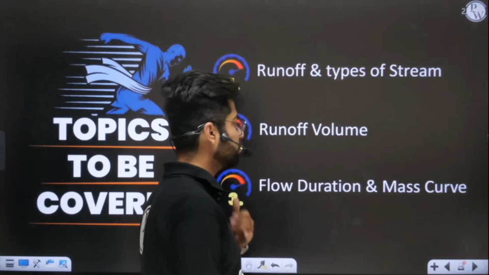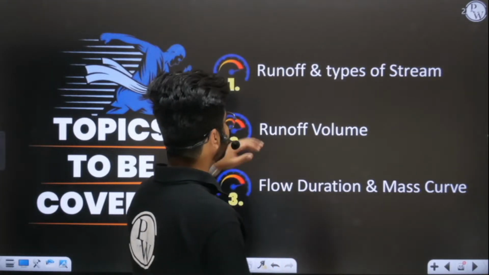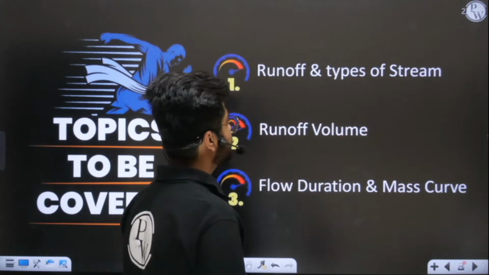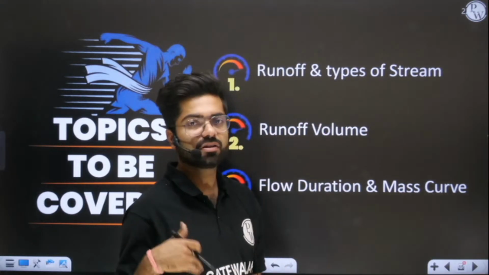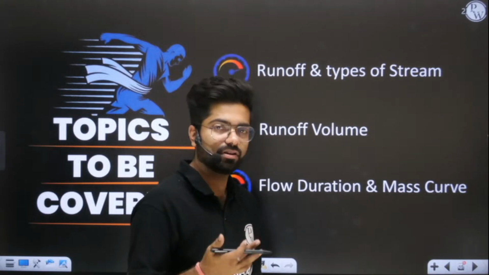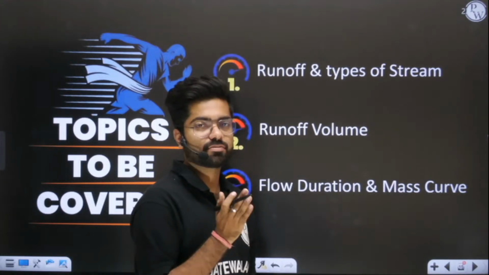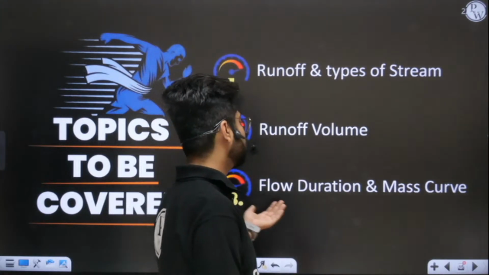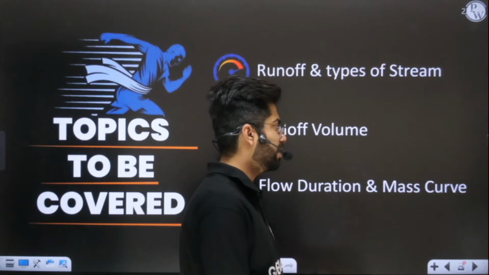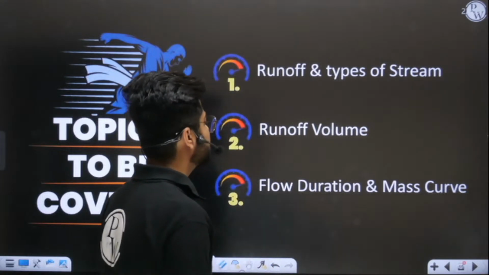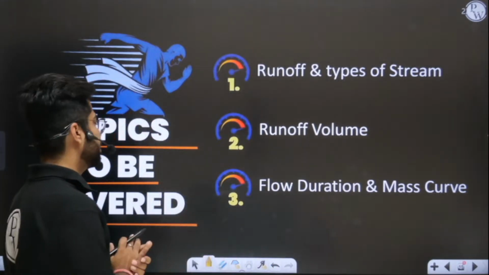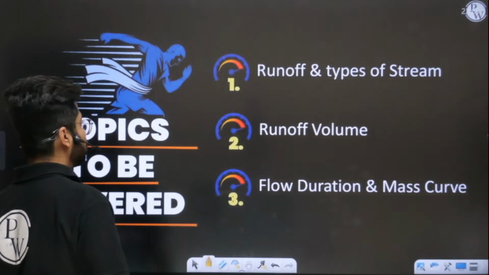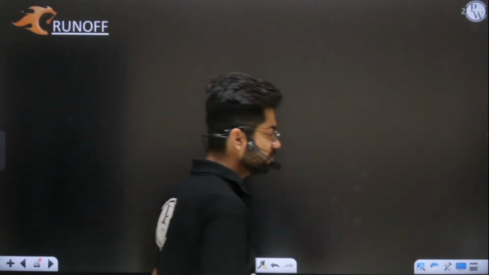How it takes place, what are the characteristics, we have to discuss. What are the types of streams? We will discuss the different kinds of streams that are developed when runoff takes place. At last we'll discuss what is flow duration curve and flow mass curve and what are their applications. This is the ultimate aim of our class. After completing these topics, we'll end it. First we'll discuss what exactly runoff is.